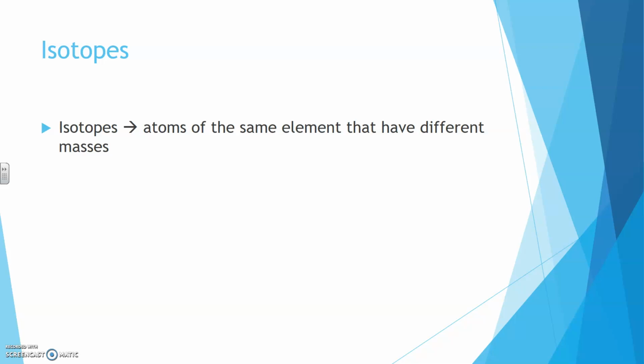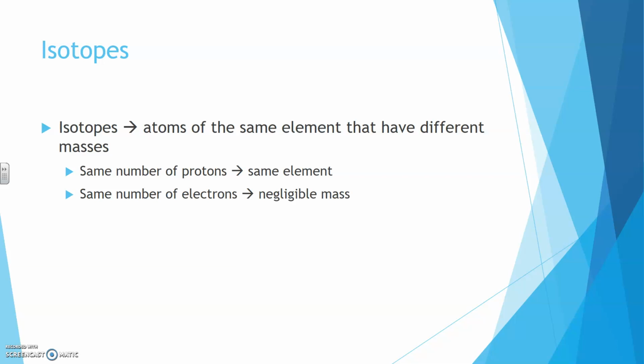Okay, isotopes. So isotopes are atoms of the same element that have different masses. You might think, okay, well, how can that be? So we know that they have to have the same number of protons because they are the same element, right? And remember, protons determine what element you have. They also have the same number of electrons, or they don't have to, but that doesn't really change much because electrons don't really have a mass.